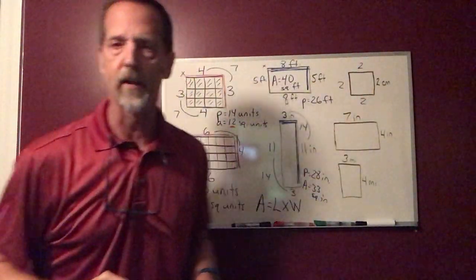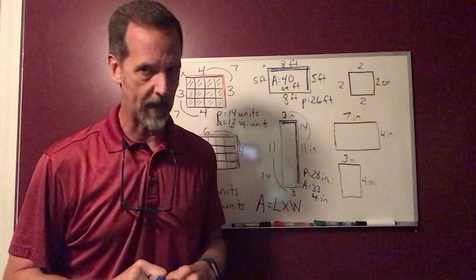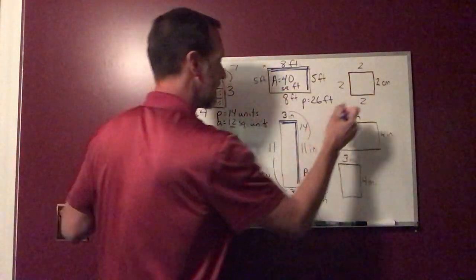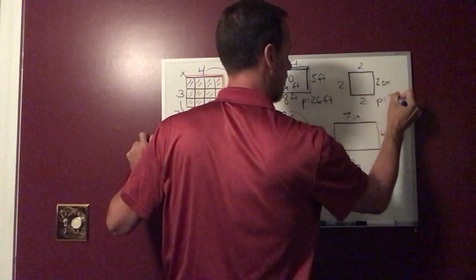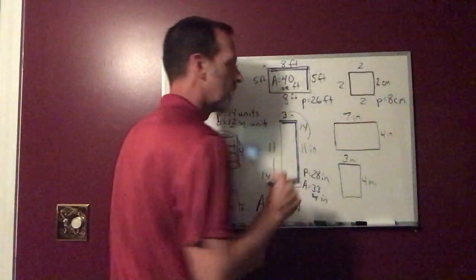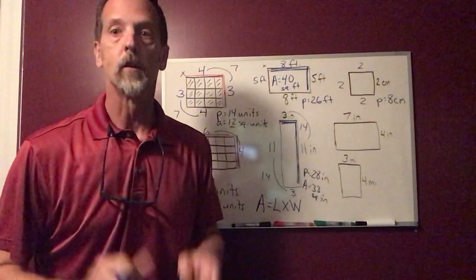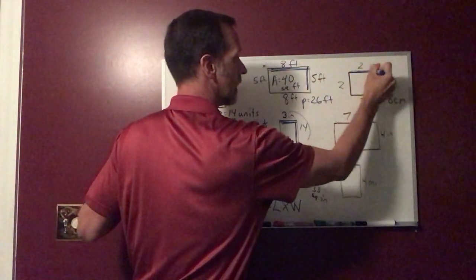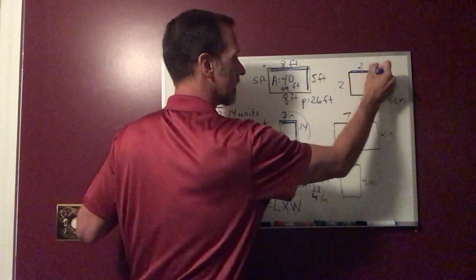Add your way around and find your perimeter. Did you get it? Did you add your way around? What's the perimeter? 8 centimeters. Okay. Now, area, 2 connecting sides, right? The top is 2, the side is 2.